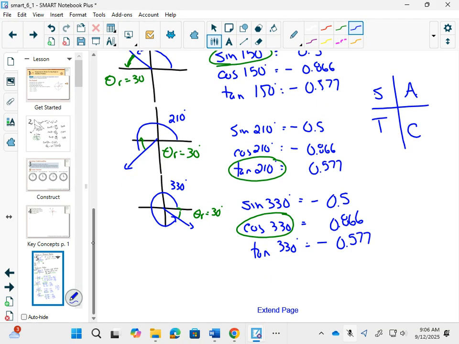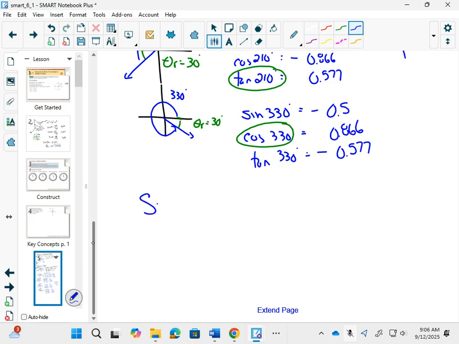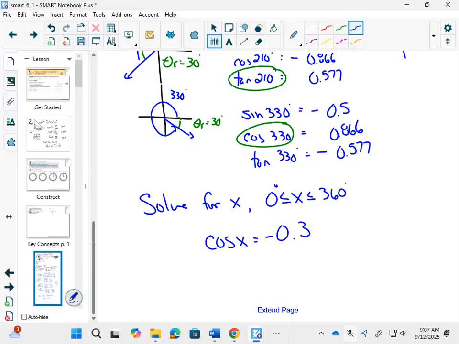And then how does this help us solve things? Well, you would have got questions like this. Solve for x, where x is between 0 and 360 degrees. And they would tell you, maybe we'll go with cos of x equals negative 0.3. So, what do we know? We have a triangle with an adjacent side over hypotenuse equal to 0.3. Maybe that triangle is 3 over 10. What we need to find is the reference angle.